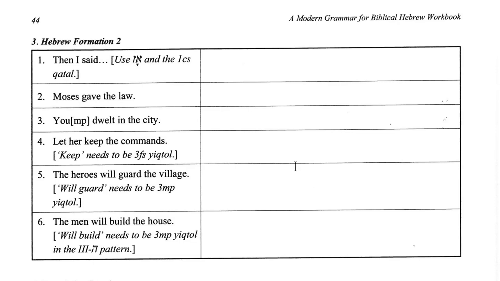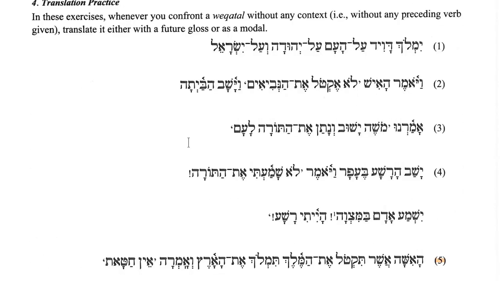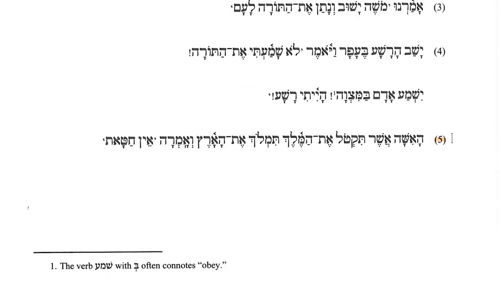So we'll begin on page 44 of the Modern Grammar for Biblical Hebrew Workbook. So we're over here on page 44, and we're going to come down and look at a few of these translation exercises. Let's begin with number 5 here. So I'm going to go ahead and read it. Ha'isha asher tiktol et hamelech timlok et ha'aretz wa'amara ein chatat. One more time. Ha'isha asher tiktol et hamelech timlok et ha'aretz wa'amara ein chatat.